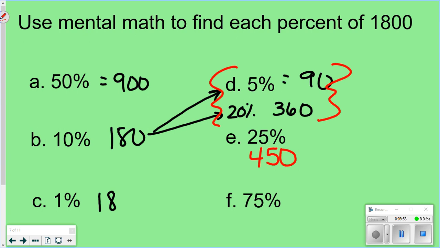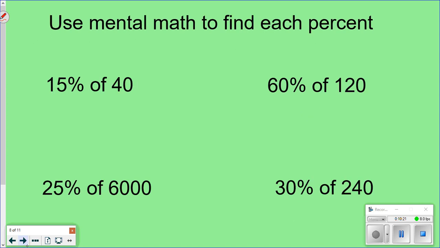So there's so many different ways that you could do it. So let's do 100%, which would be this, minus 25%. So 1800 minus that 25%, which is 450, would be 1350. So there's a lot of ways that you can figure percents out by just basing things off of 10 and 50. Go ahead and try to do some of these yourself using mental math.